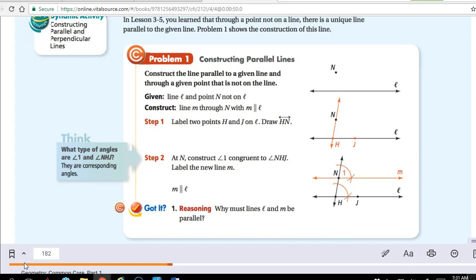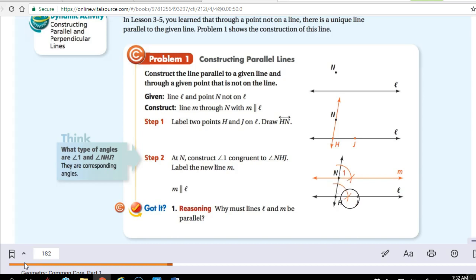Now, once you do that, you're going to go up to point N and make the same arc. Don't change the size of your compass. Leave the compass the same exact size, but make another arc up here.